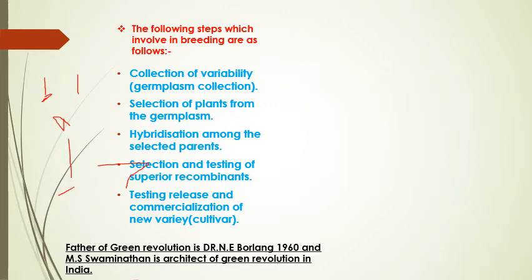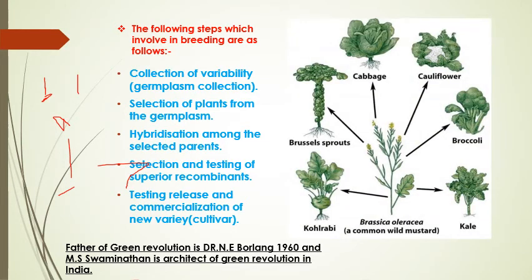As we all know, there is an example. In this example it is Brassica oleracea. This is a common wild mustard. So this example is taken from the mustard plant. We experiment and choose this plant. We make, with the help of the plant breeding method or technique, cabbage, cauliflower, broccoli, kale and many more plants with the help of mustard. This is a wild mustard.